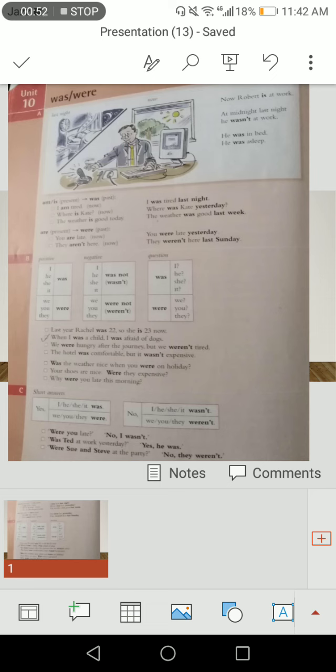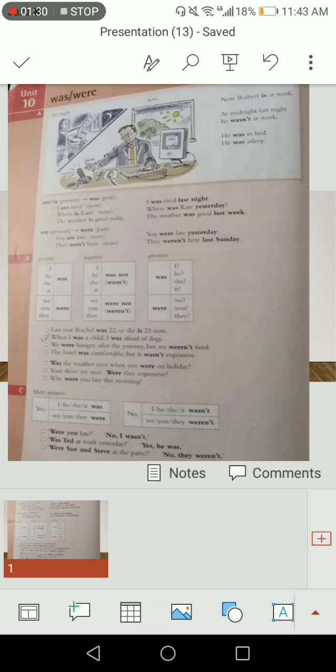And in the past, we also use were, but with we, you and they. Am and is are present, but when we use them in the past, they become was. Like, I am tired, that's present tense, but in the past we say I was tired last night. Where is Kate? This is also present tense, but in the past we say where was Kate yesterday. The weather is good today, and in the past tense the weather was good last week.